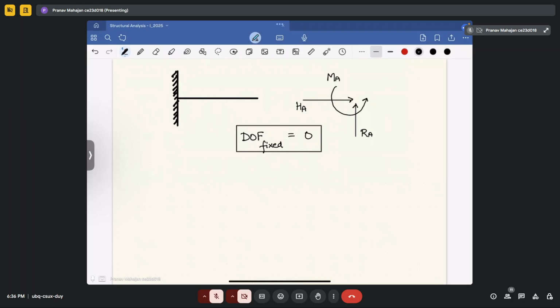Now for the roller support, how many reactions are there? Only one single reaction in the vertical direction, that will be equal to Ra. So in this case, it can move in the horizontal direction also, and it can rotate also. So the degrees of freedom for a roller will be equal to 2.